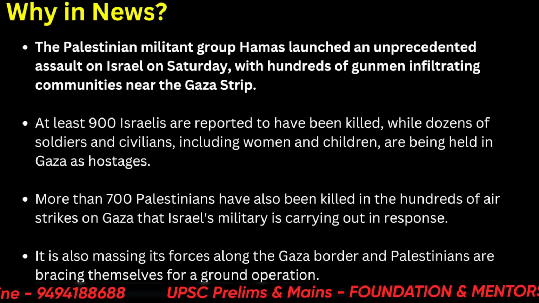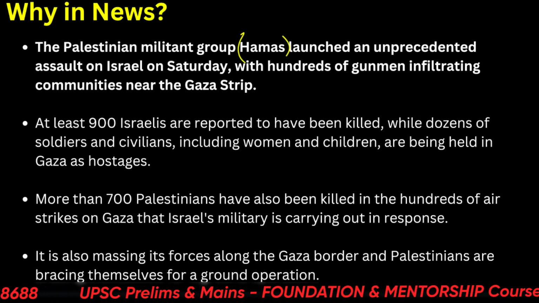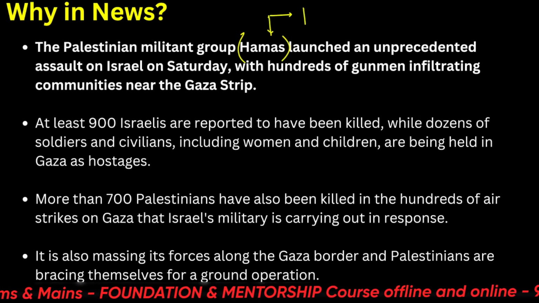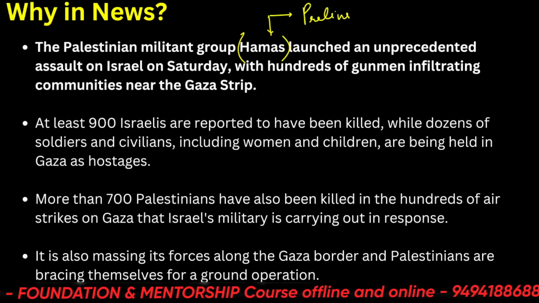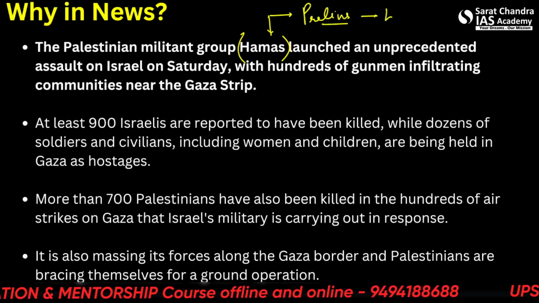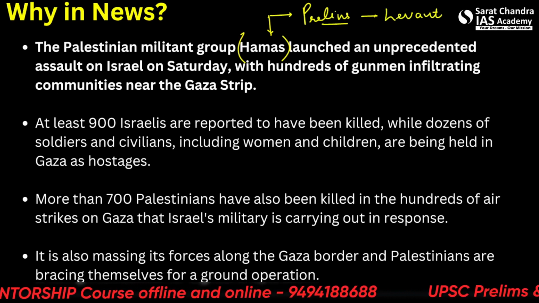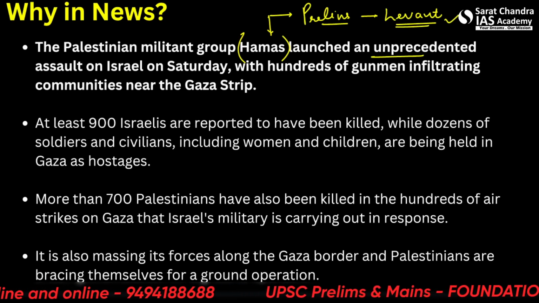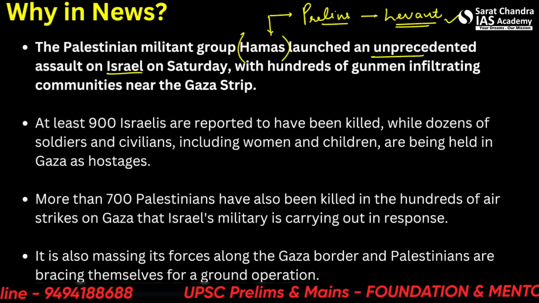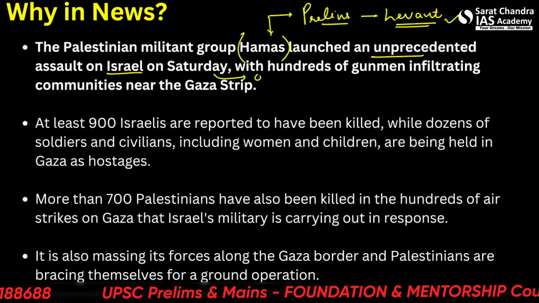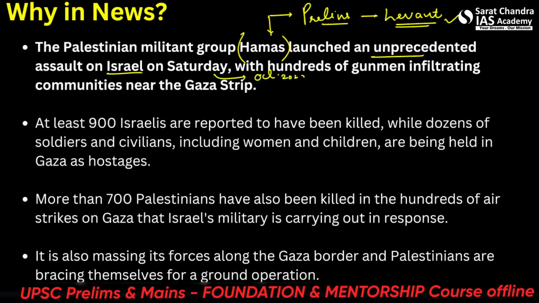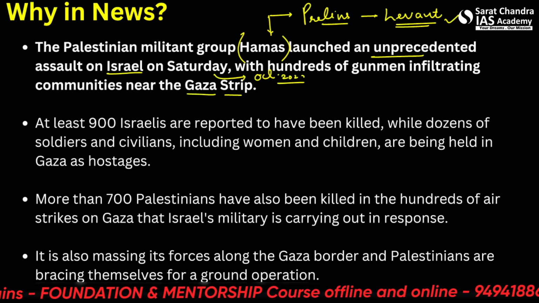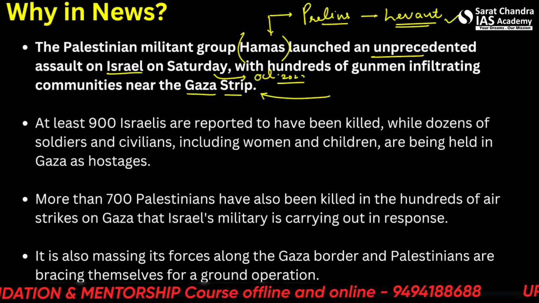So the Palestinian militant group Hamas. So this has to be noted because it can be directly asked in prelims. Recently a question came on the Levant from geography. So Hamas launched an unprecedented assault on Israel on Saturday, that was in October 2023, with hundreds of gunmen infiltrating communities near the Gaza Strip. So we'll have to see where this Gaza Strip is geographically located.